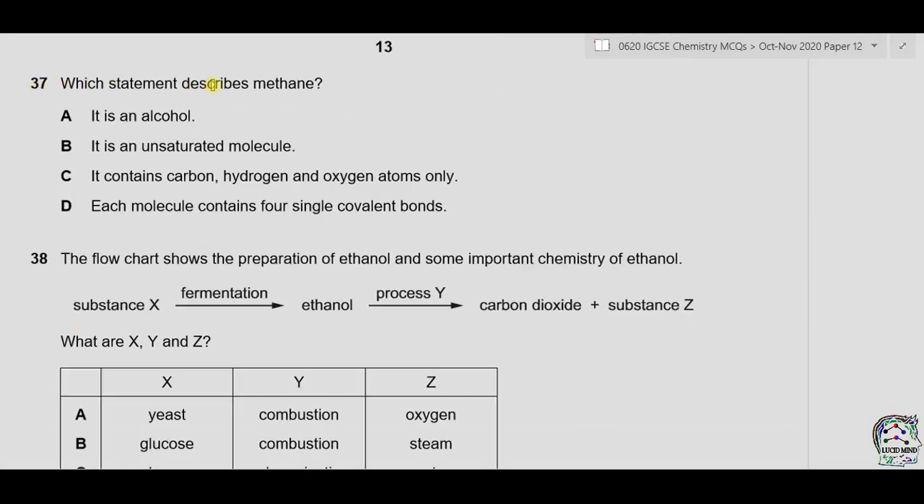Question 37. Which statement describes methane? Methane is CH4. It is an alkane, and as it is one carbon alkane, so it is a gas at room temperature and pressure. A. It is an alcohol. As there is no OH functional group present, so it is not an alcohol. B. It is an unsaturated molecule. For unsaturated molecule, there must be a double bond present between two carbon atoms. As there is no double bond in CH4, so B is incorrect.